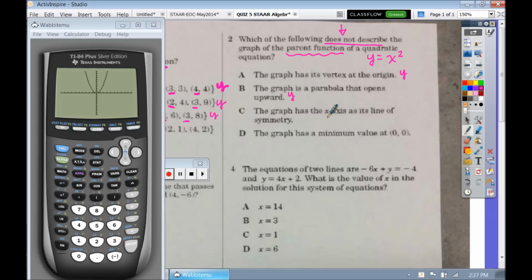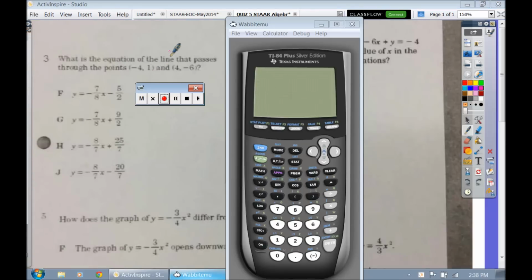The graph has the x-axis as its line of symmetry. No, that is not true. The graph has a minimum value at 0, 0. That's the origin. So we know the answer is C. In fact, the graph has the y-axis as the line of symmetry. So C is false.